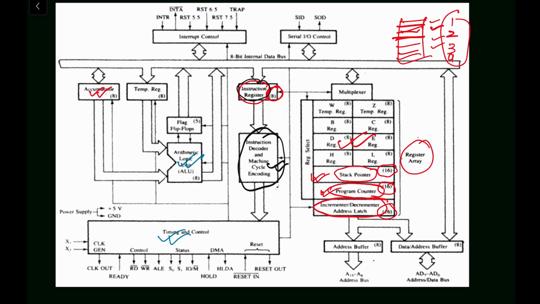Now we have another important point, that is the flag. Here you can see the flag flip-flops. We have 5 bits here, which means 5 flip-flops. In the Intel 8085 microprocessor, it contains 5 flip-flops to serve as the status flags. There are so many operations, and I will make a separate video in detail on how the status flag works. So the 8085 has 5 flip-flops to serve as the status flags. They will show the status of the operation.